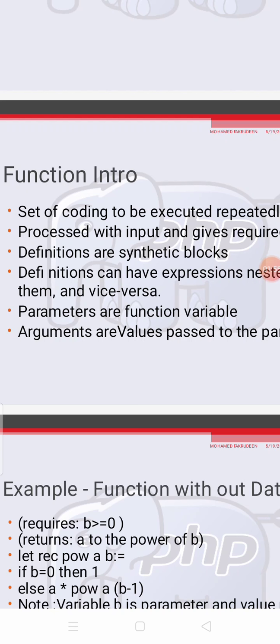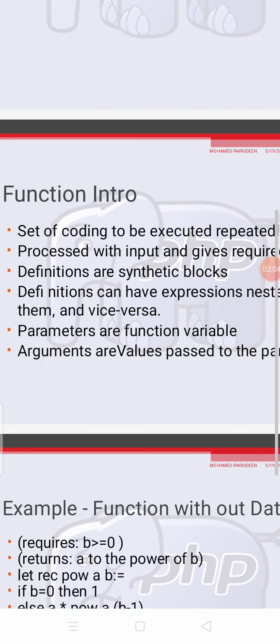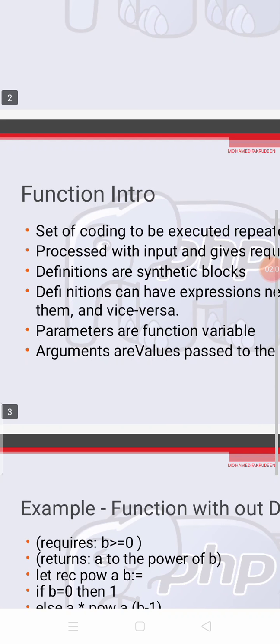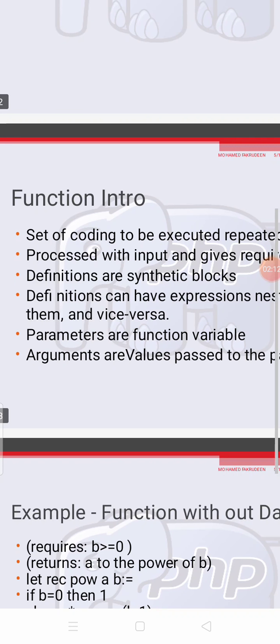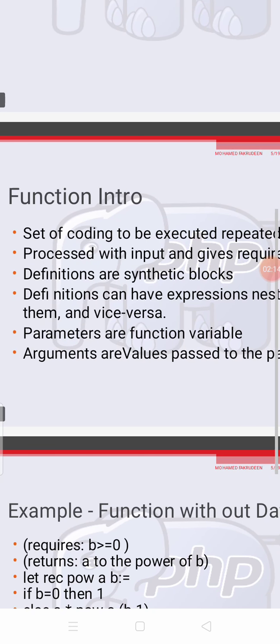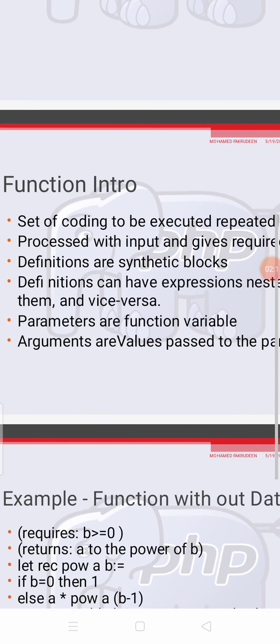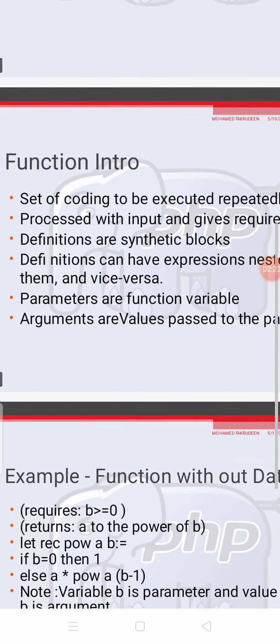And then all the parameters are called function variables, and the arguments are nothing but the values which are passed to the parameters. When you define the functions, you are going to have the variables. Those variables are nothing but the parameters. Using these parameters, we can communicate between the definition and the calling of the function.